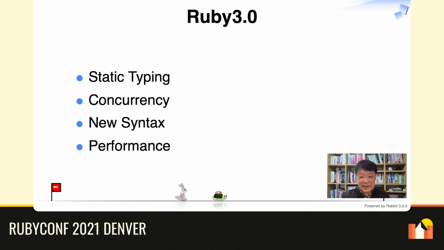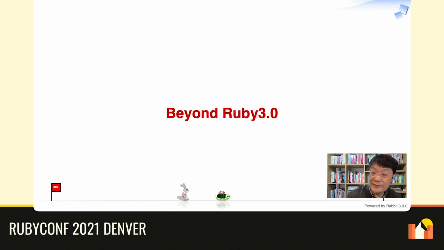So in summary, in Ruby 3.0 we provided static typing and concurrency and several new syntax and improved the performance. But that's what we have. They are great. So the Ruby language is progressing, evolving.